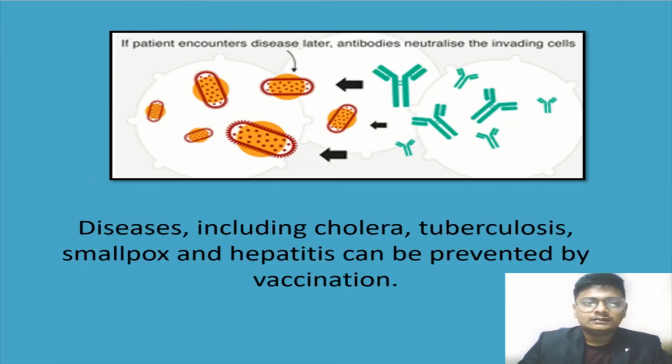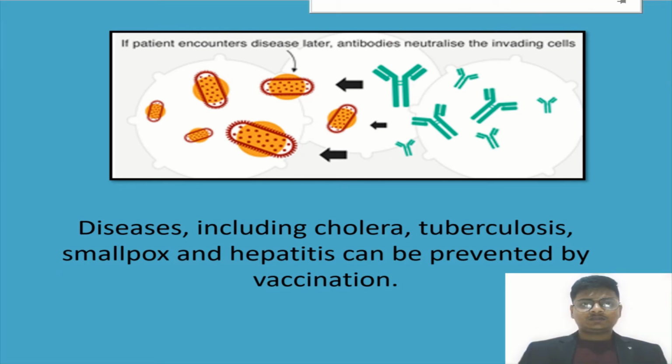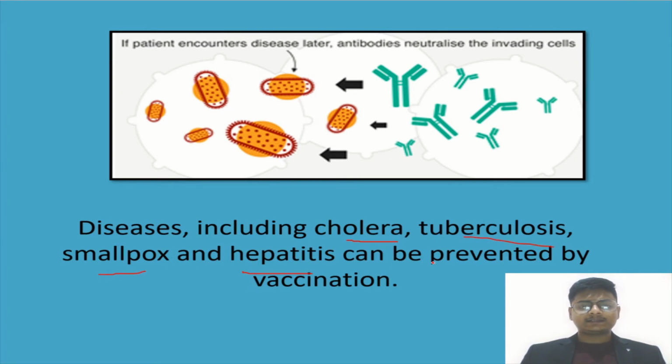Now let's see, if the patient encounters the disease later, antibodies neutralize the invader. So which diseases are included? See, diseases like cholera, tuberculosis, smallpox, and hepatitis can be prevented by vaccination. Okay, this cannot be prevented by taking antibiotics.